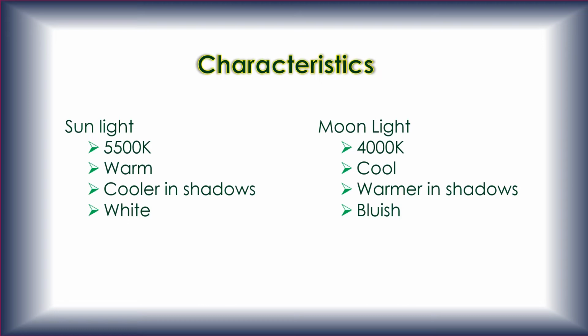All right, let's look at moonlight. Moonlight is 4,000 Kelvin. Moonlight is cool, warmer in the shadows, and has a bluish tone. Let's keep those characteristics in mind.